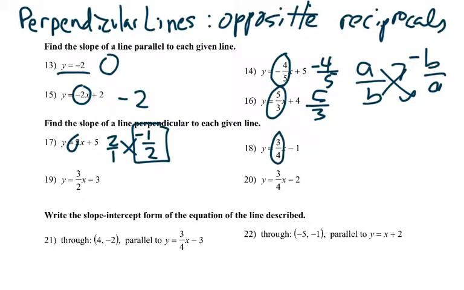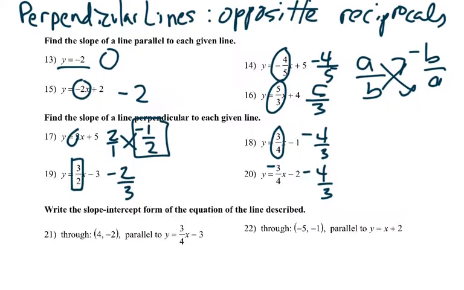18 is 3 over 4, so the opposite is 4 over 3. Actually, the reciprocal is 4 over 3. The opposite, it was positive, would be negative. Okay. On number 19, it's 3 over 2, so that would be 2/3. It was positive, our opposite would be negative. Now let's just pretend 20 was negative 3/4. So if that were the case, it would be a positive 4/3, because the opposite would be positive. But in this case, it would actually be negative again.